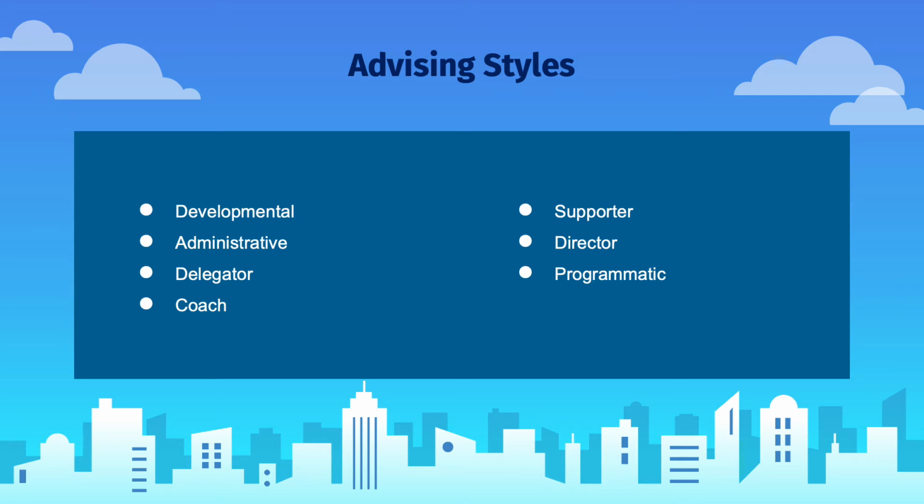Coach. The advisor continues to direct and closely supervise task accomplishment, but also explains decisions, solicits suggestions, and supports progress. Supporter. The advisor facilitates and supports the efforts towards accomplishments and shares responsibilities for decision-making with the students. Director. The advisor provides specific instructions and closely supervises task accomplishments. Programmatic. The advisor provides skill development for students and event planning.